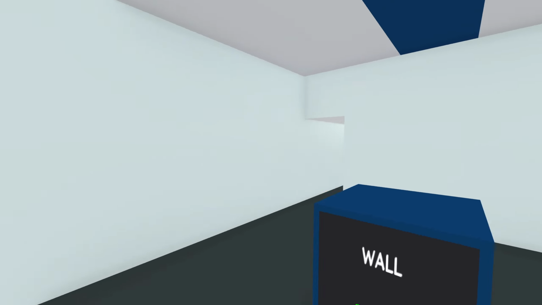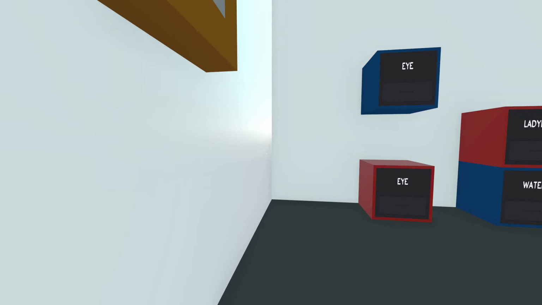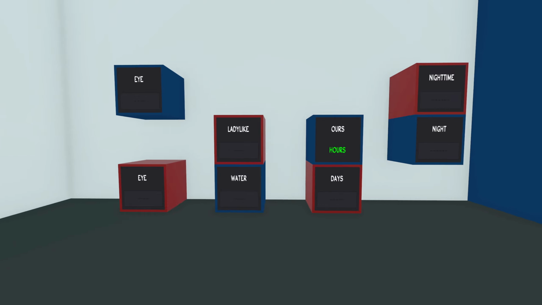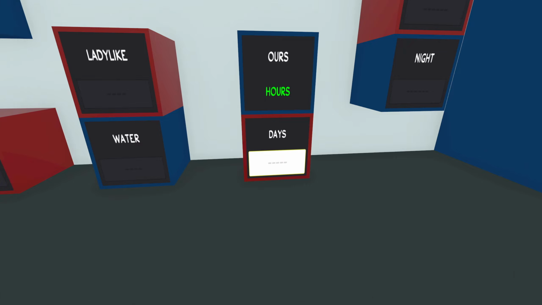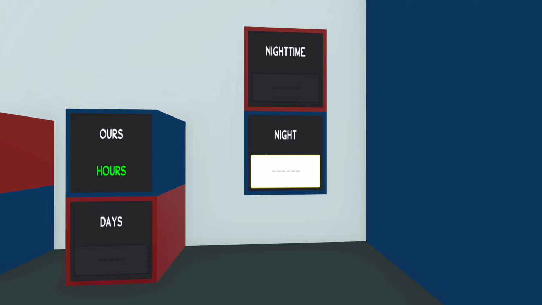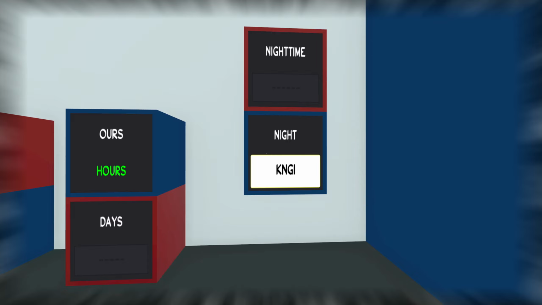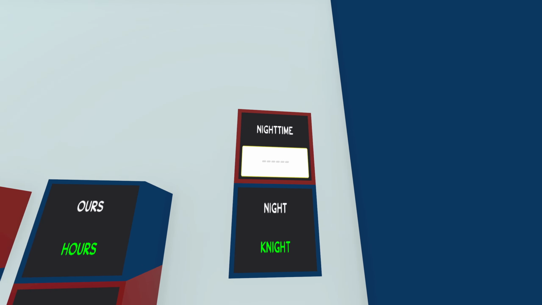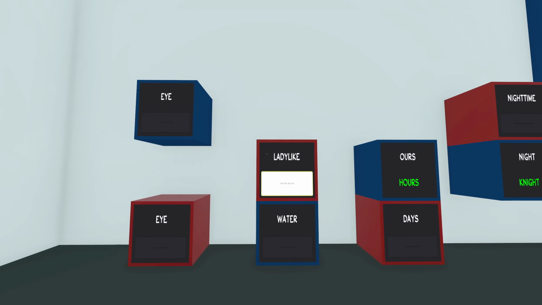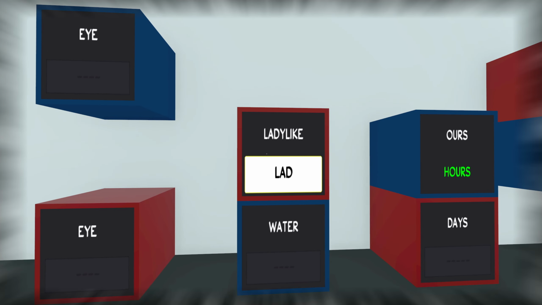Alright, these corridors are starting to set off my very gentle motion sickness in these white corridors. If I look at this, teleport away. Right. Days are smaller parts of weeks. No. Hours has hours in it. Night. There's night. Ladylike has the word lady in it, or the word like in it. Nope.